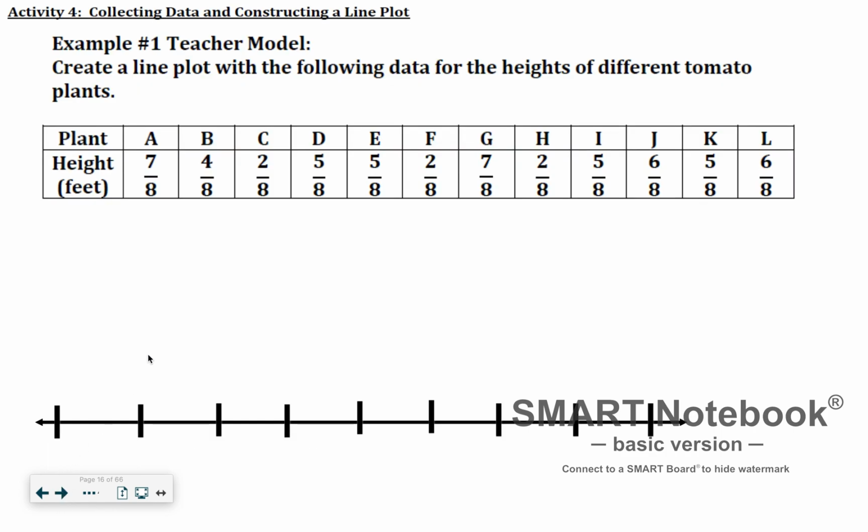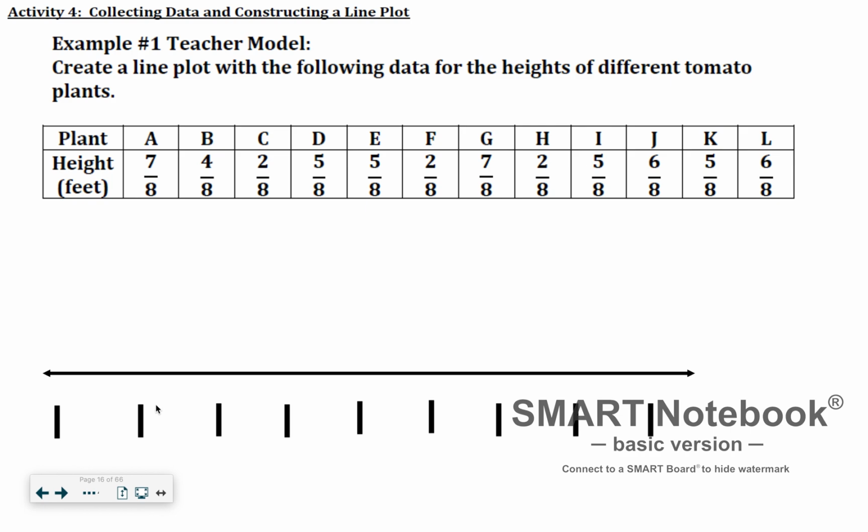Teacher Model 1. Create a line plot with the following data for the heights of different tomato plants. Okay, so I'm looking at the chart and I see plant, and they're organized by letters A to L. And then we have the height in feet of each plant. So I see plant A is 7/8 feet, plant B is 4/8, plant C is 2/8, and so on.